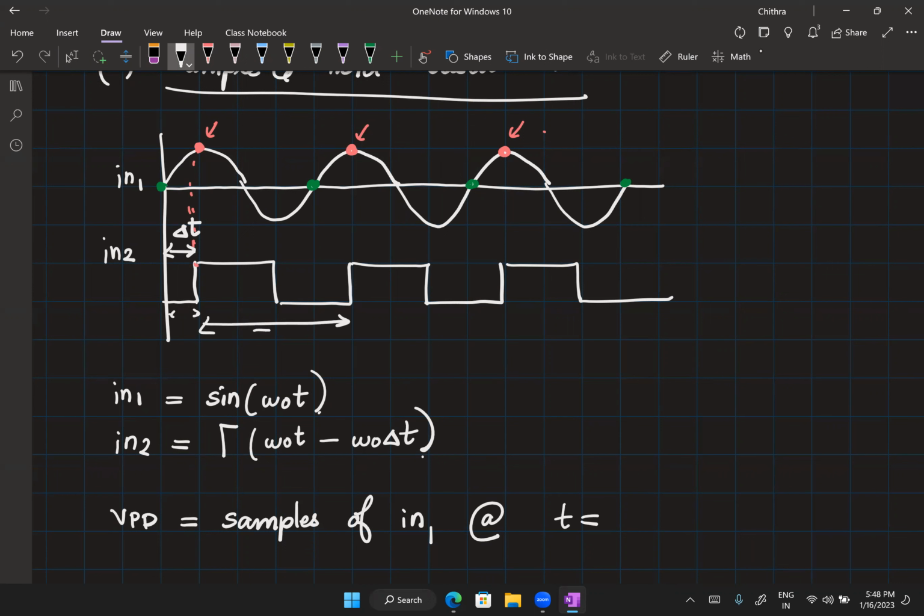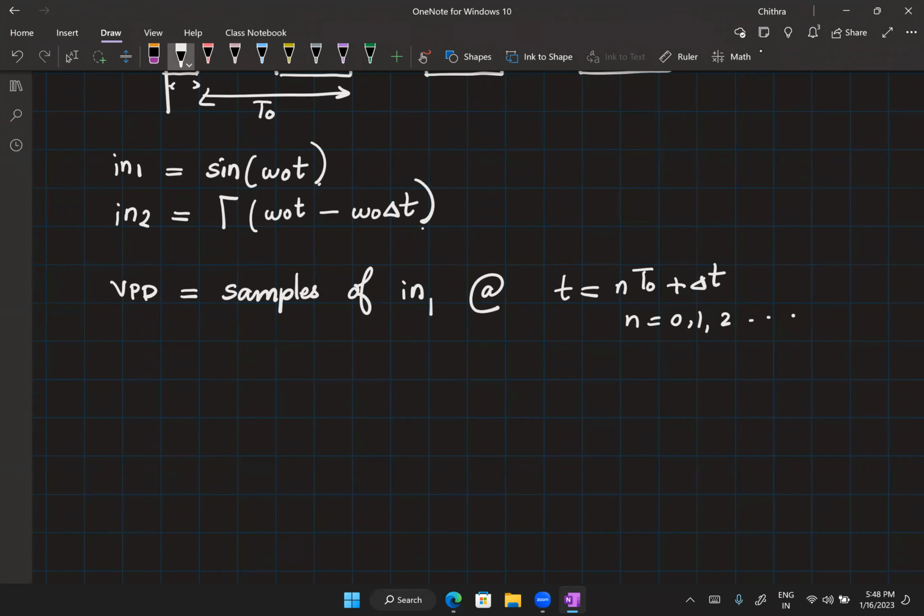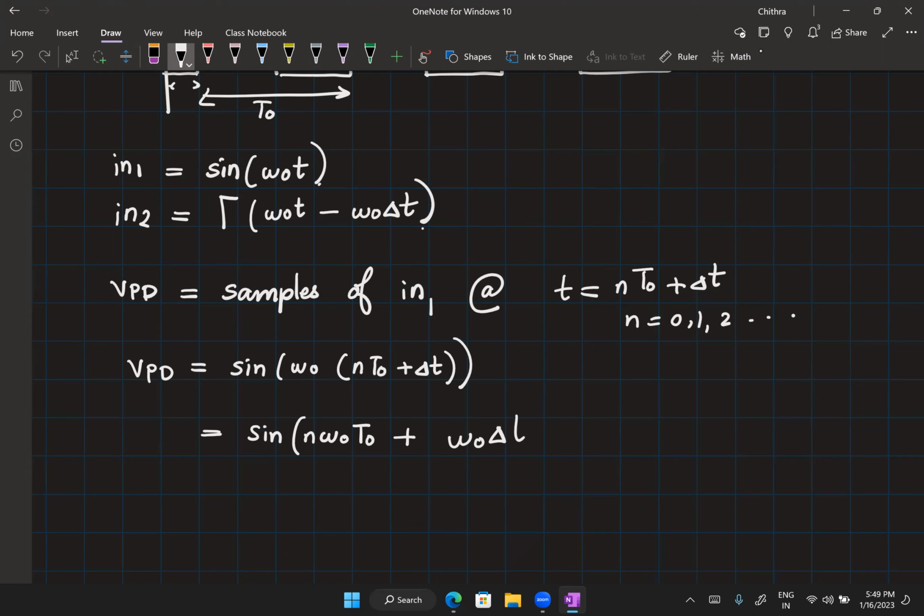Let's say this is time period t naught. What time point am I getting the second sample? t naught plus delta t. So effectively, I will be sampling at n t naught plus delta t, where n can go from 0, 1, 2, etc. So this is a generalized expression. Now let's put this information into in1. So my VPD is basically sine of omega naught into, instead of t, n t naught plus delta t. So this gives us sine of n omega naught t naught plus omega naught delta t.